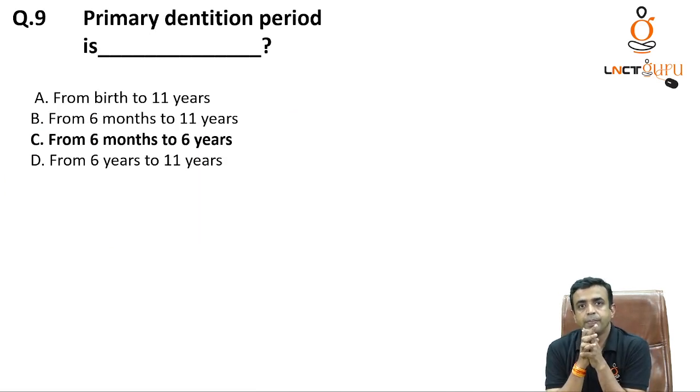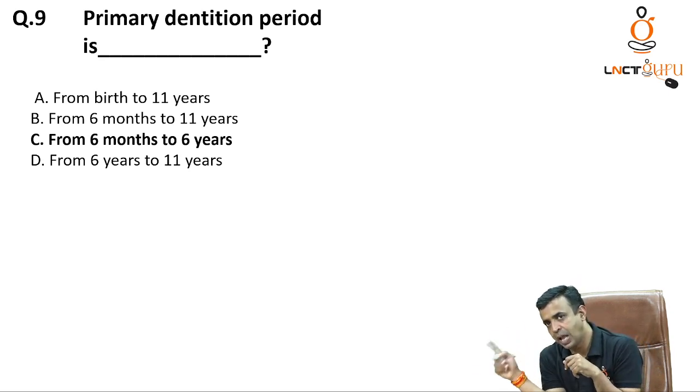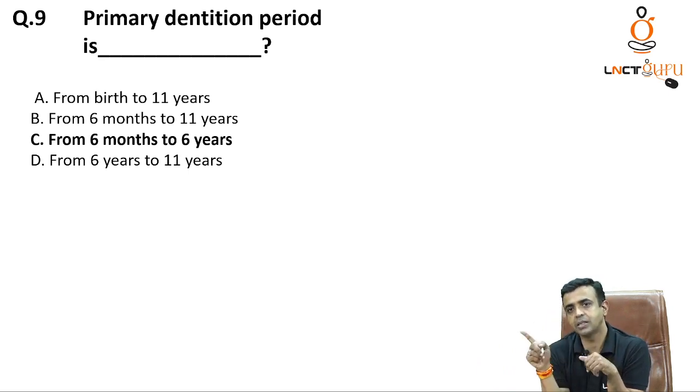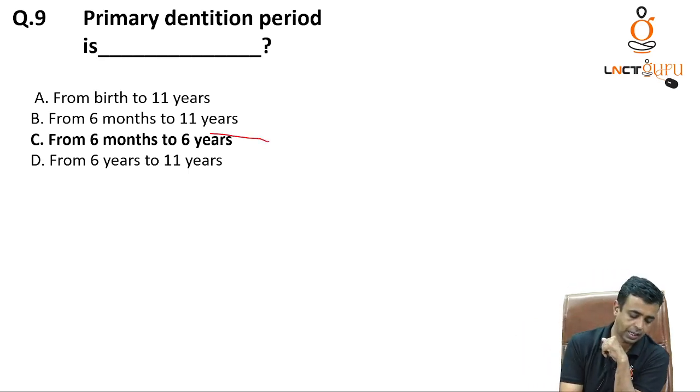Primary dentition period is, means they are asking the period from when the first primary tooth erupts in the oral cavity to the last primary tooth which sheds off from the oral cavity. Just remember it. The first primary teeth erupt in the oral cavity at 6 months, whereas the last primary teeth which fall or shed off is at 6 years of age. So option C is the correct answer.